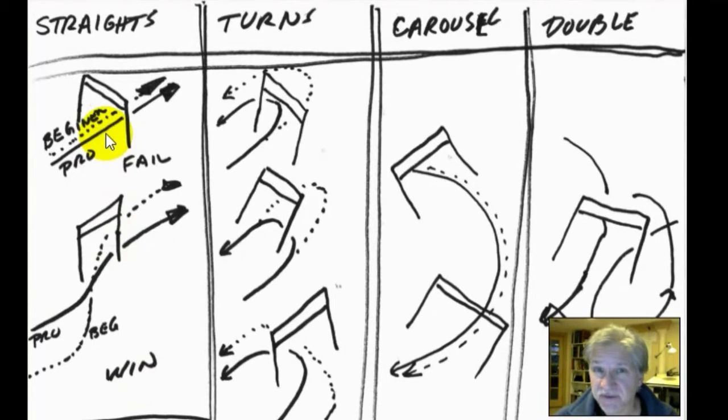Gates can be classified into four main areas: straights, turns, carousels, and the double use of a gate. Let's take a look at the first gate, a straight pass-through gate.